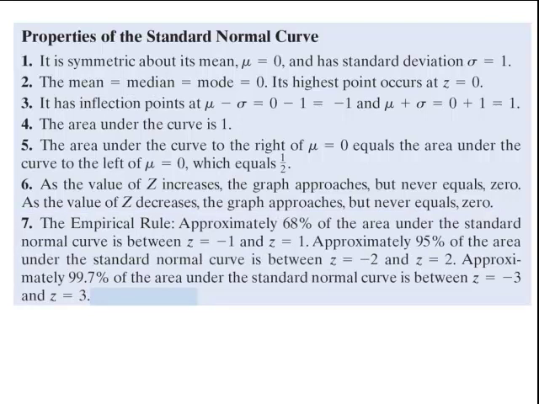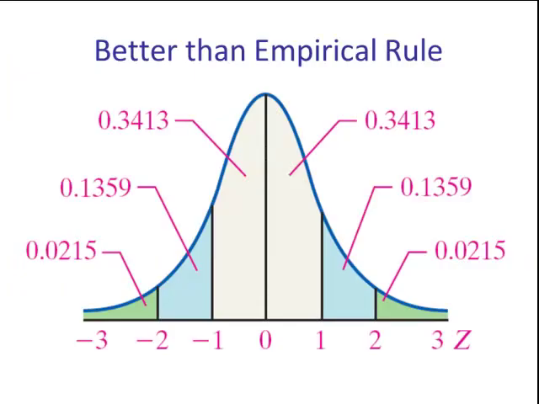And the empirical rule also works. 68% of the area under the normal curve is going to be between z equals negative 1 and z equals 1. Approximately 95% of the area under the curve is going to be between z equals negative 2 and z equals positive 2. And approximately 99.7% of the area under the curve is going to be between z equals negative 3 and z equals positive 3.